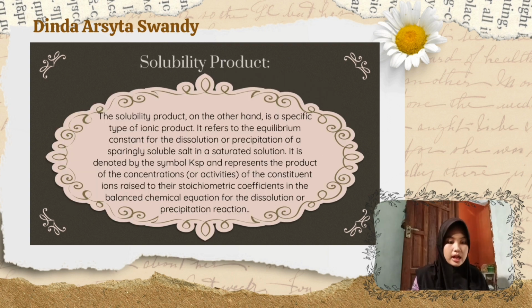To summarize, the ionic product is a general term that refers to the product of the ion concentrations in a solution, whereas the solubility product is a specific term that represents the equilibrium constant for the dissolution or precipitation of a sparingly soluble salt.